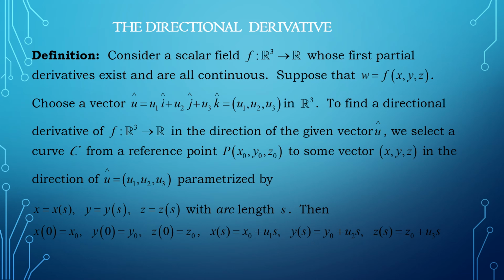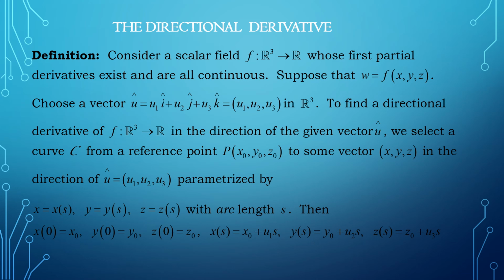Now the curve is parameterized by using a parameter s. Now what happens? At the initial distance or displacement, x of 0 becomes x0, y of 0 becomes y0, z of 0 becomes z0. So these three give the values of x of s, y of s and z of s at s equal to 0 at the initial displacement.